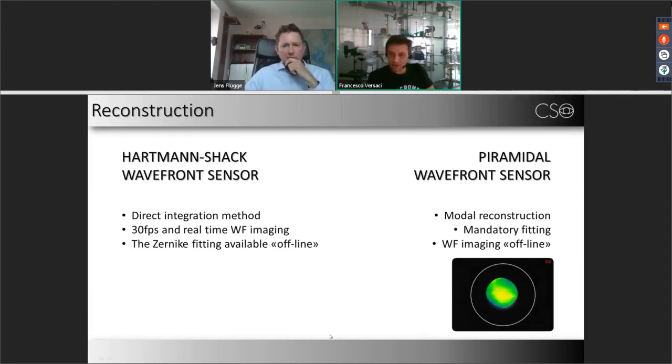What I'm showing now is the wavefront of a colleague of mine, younger than me, who is accommodating during the measurement. So I asked him to accommodate during the measurement, and you can see how the wavefront changes according to his effort to accommodate. So now he's accommodating, and you can see the spherical power changing on the wavefront.